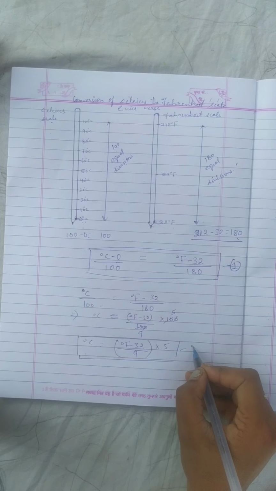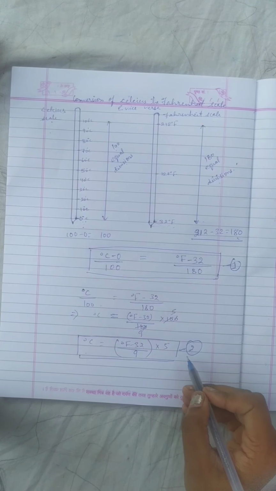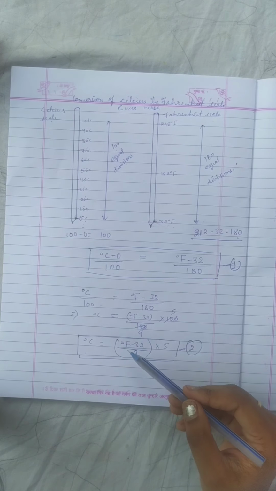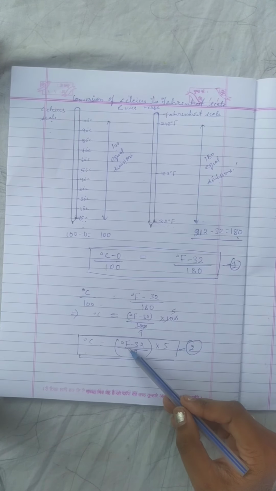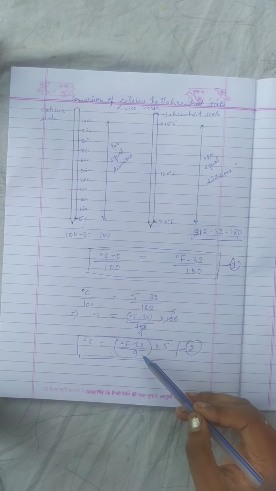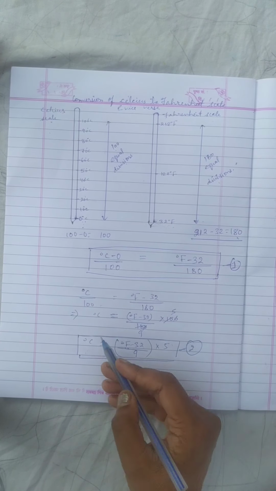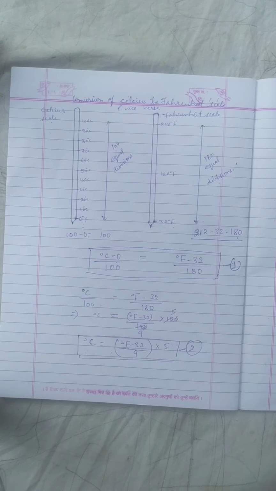This is first, this is second. We have derived from our basic formula. By putting the temperature in Fahrenheit scale here and by solving it, we can get the temperatures in the Celsius scale. It's very easy. It's just simple maths. By solving it, we can get.